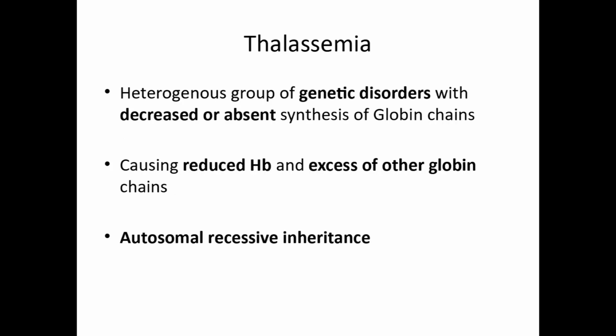The second topic for today's class is thalassemia. Thalassemias are a heterogeneous group of genetic disorders with either reduced or absent globin chain synthesis. Because of this, the patient will have anemia and a relative excess of other globin chains. The pattern of inheritance for thalassemia is autosomal recessive.